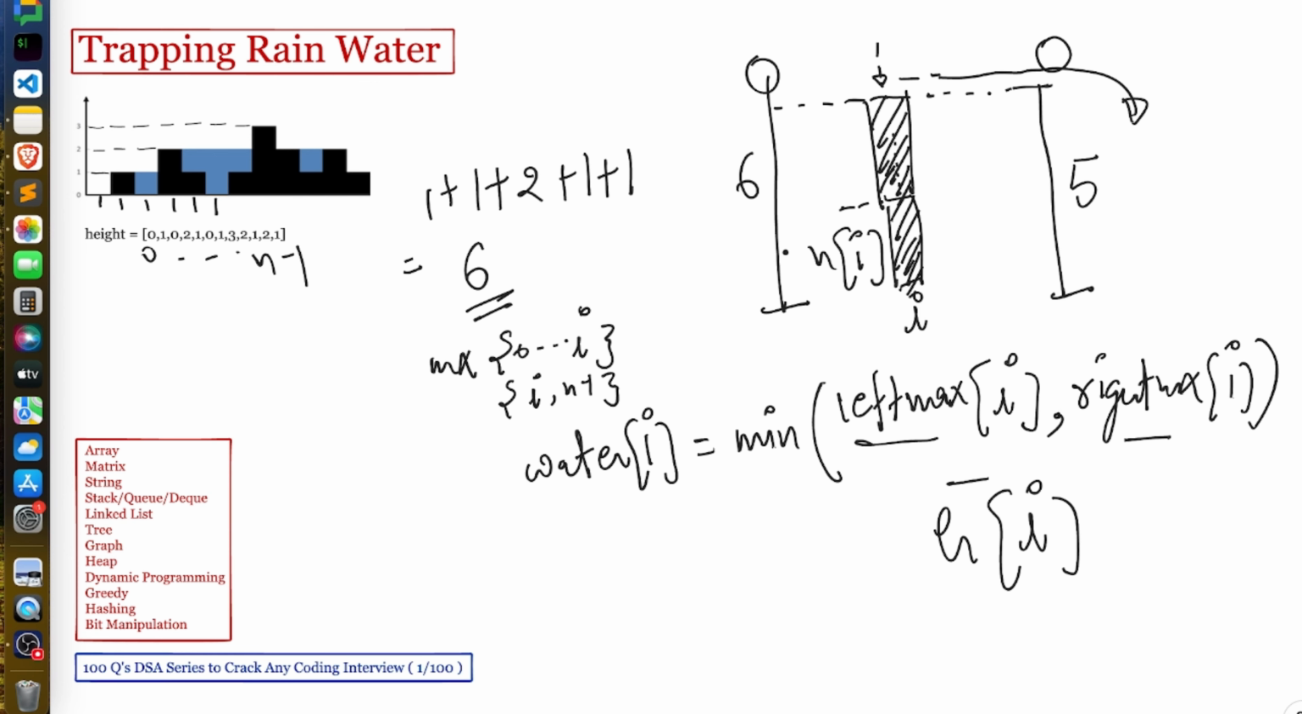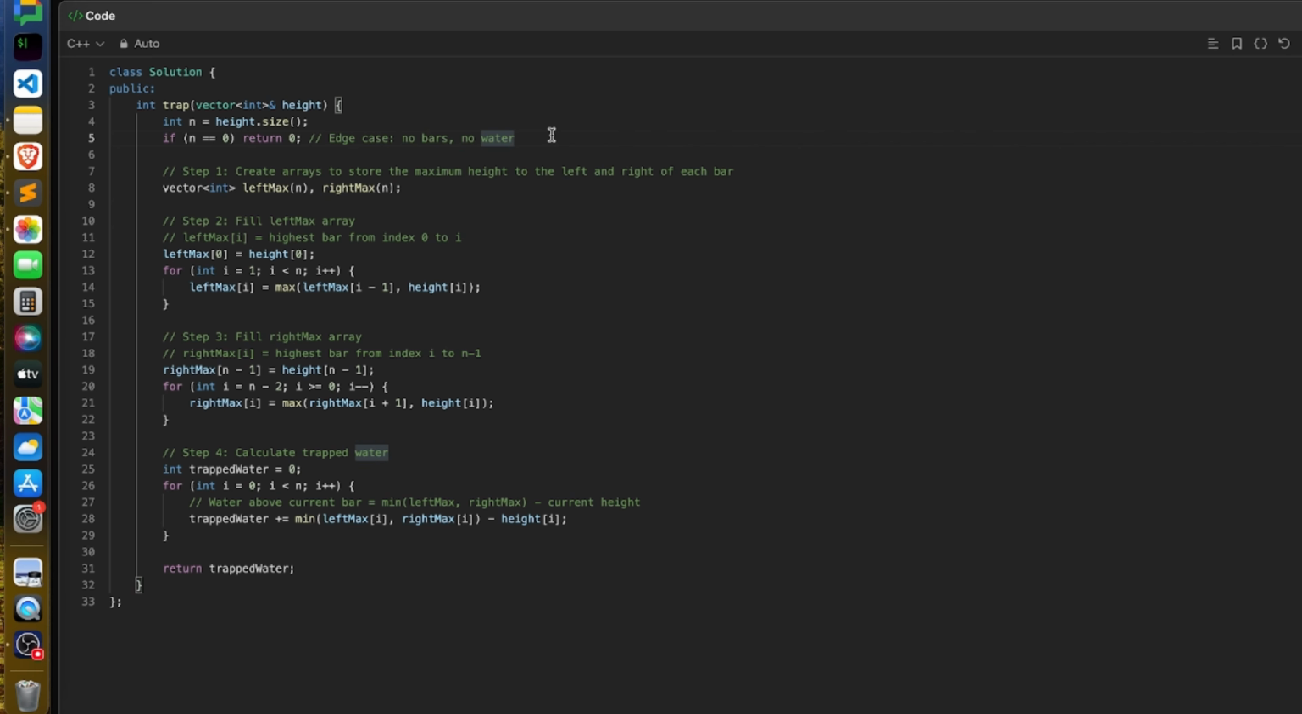Now let's look at the code. Here is the code of the trapping rainwater problem. So you will be given a height array that represents the height of each bar. First, fetch the length and check if there is no bar. If the length is 0, it means there is no bar, so there is no water trapped, so return 0.